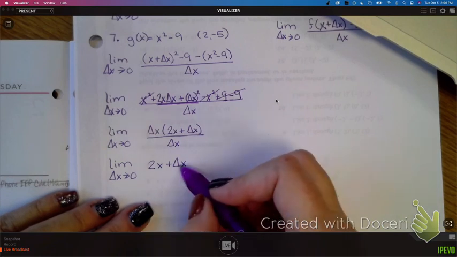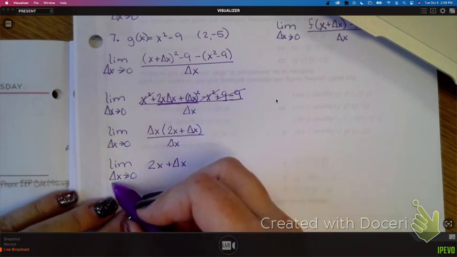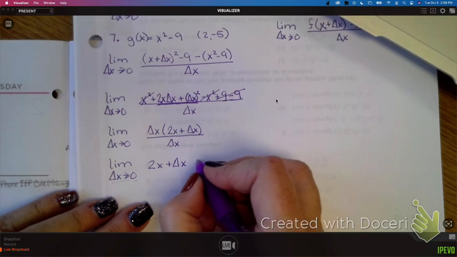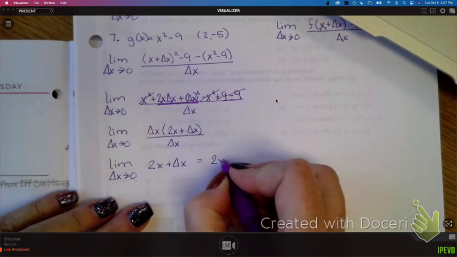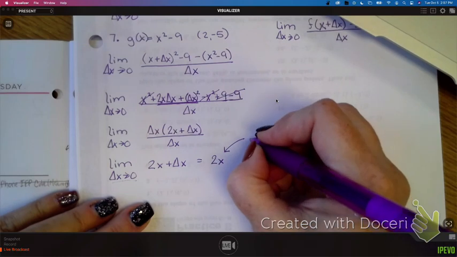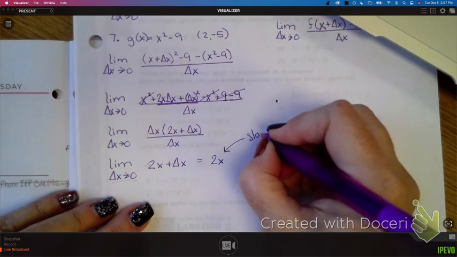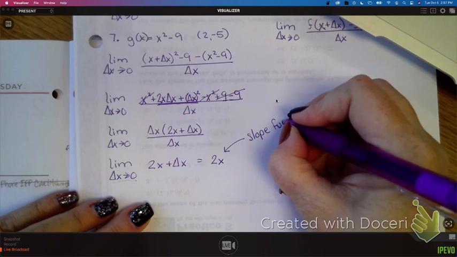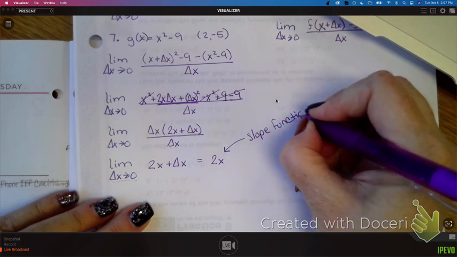If I plug in 0 for change of x, I get 2x. So what I have here is the slope function, also known as, what word did I give you today? Derivative. Okay? So I have the slope function.